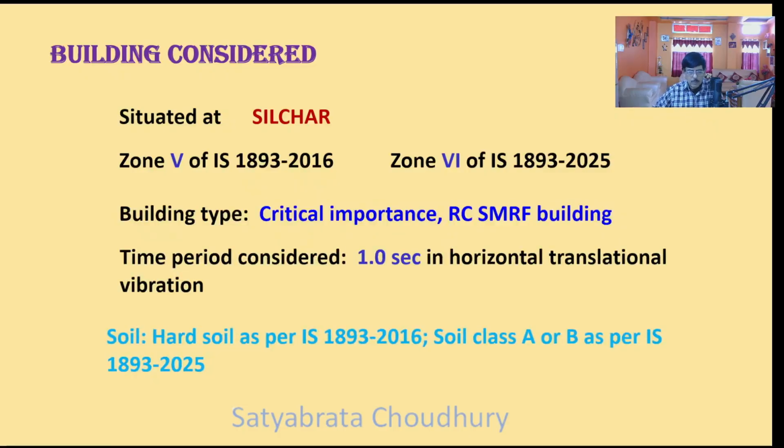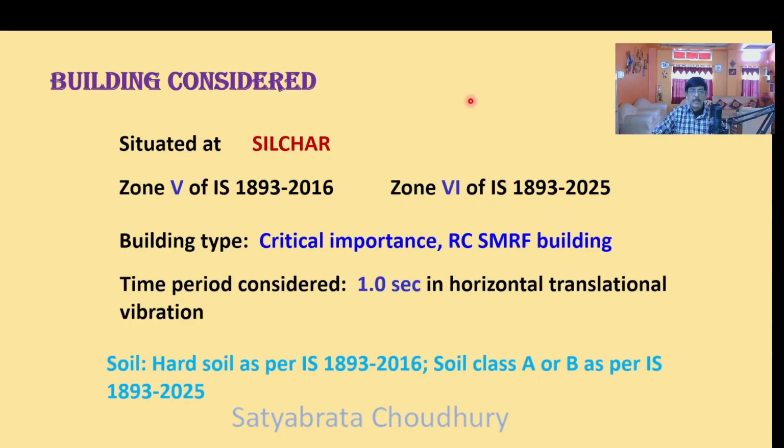For this purpose, we consider a building at a certain location. We have considered a building at Silchar. Silchar is a city in Assam, the second largest city in Assam, which was in zone 5 in the previous code, and in the present code it is in zone 6.